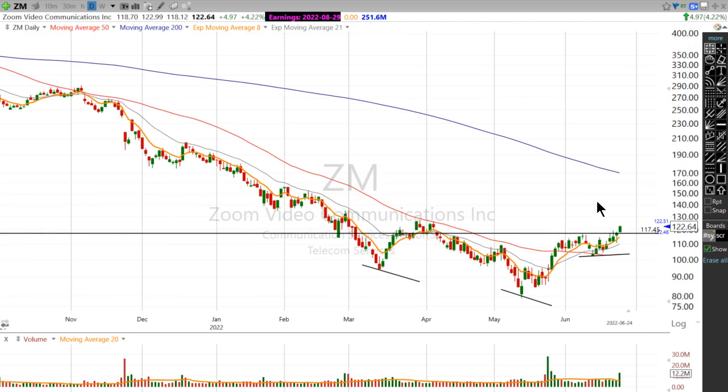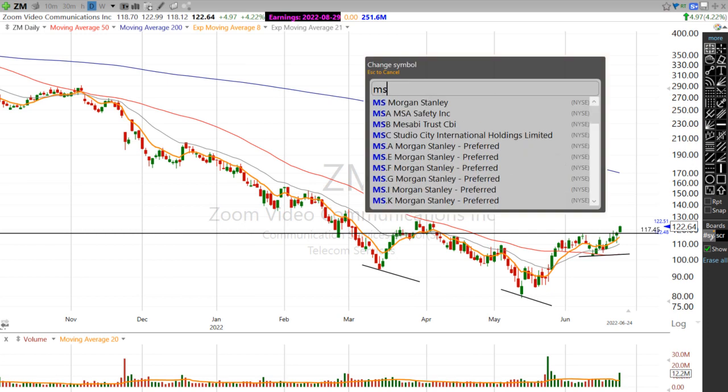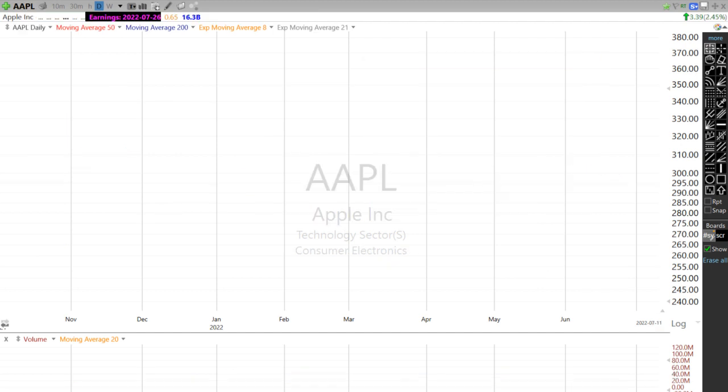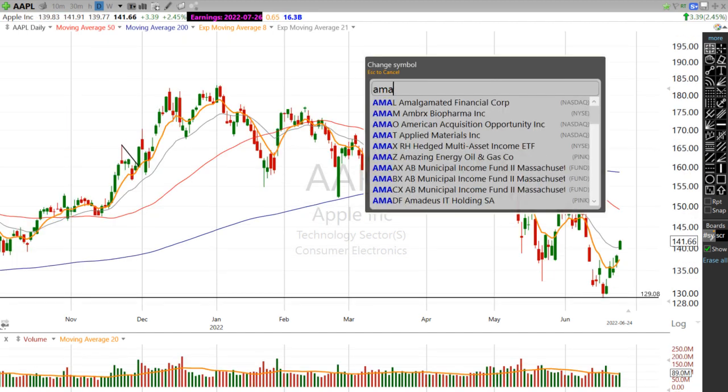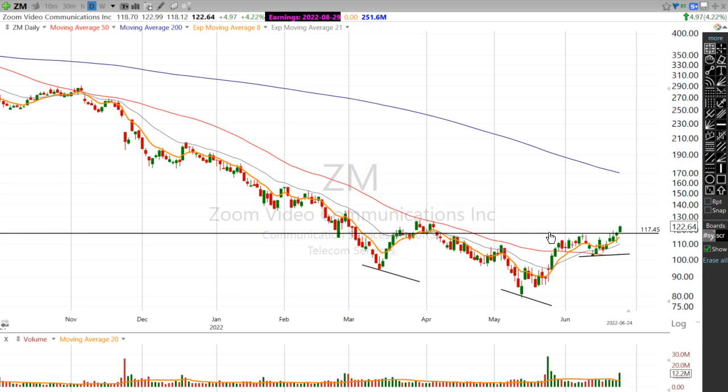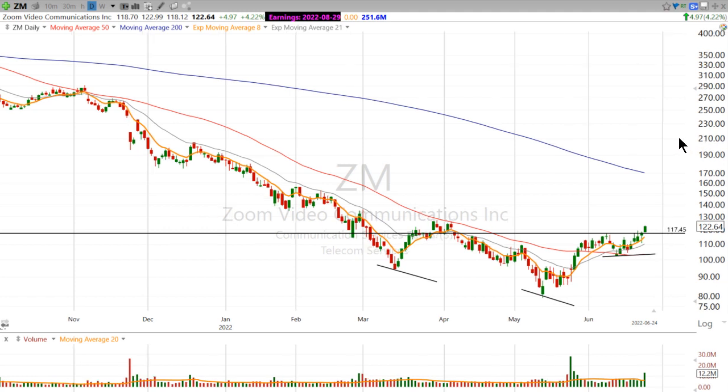But this is what I'm paying attention to right now in this market, and I like the fact that unlike a lot of other major leaders, although this one, you could say is a former leader, like Microsoft under the 50-day moving average, Apple under the 50-day moving average, and Amazon also under the 50-day moving average. But Zoom Video is above the 50-day moving average and has a longer base of consolidation. Definitely want to keep an eye on this, maybe add it to your watch list as you're building it over the weekend.